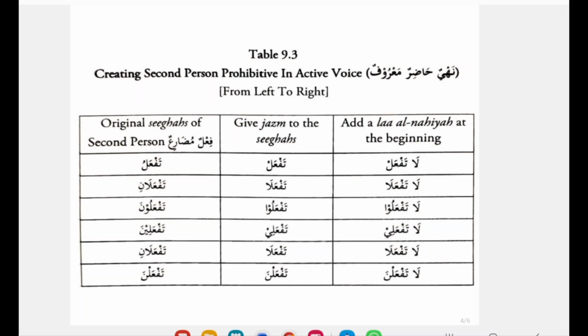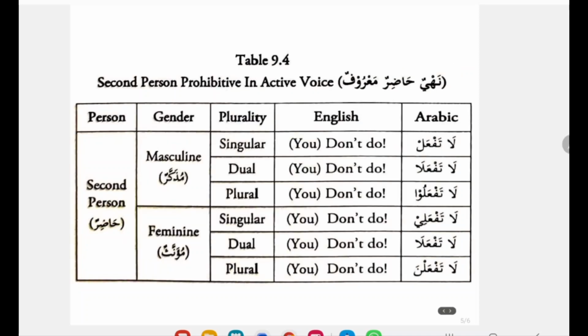So that was the first thing, give jazm to the sighas. The second thing you did was add la nahiya to the beginning. So taf'al turned into la taf'al, taf'ala became la taf'ala, taf'alu became la taf'alu, and then la taf'ali, la taf'ala, la taf'alna. Very easy, just give jazm, add a la, that's it.